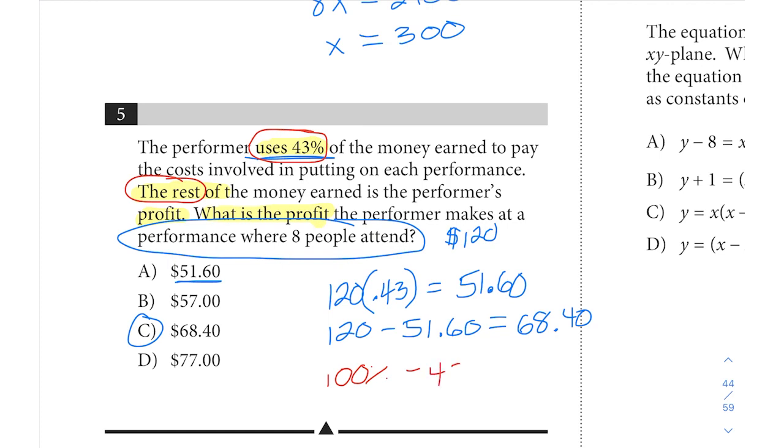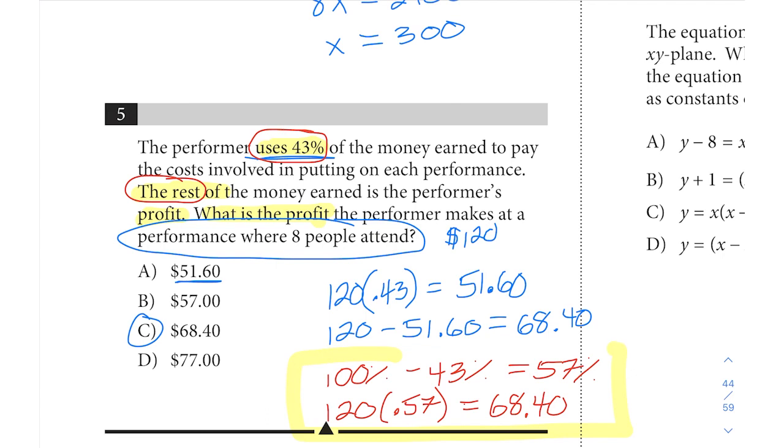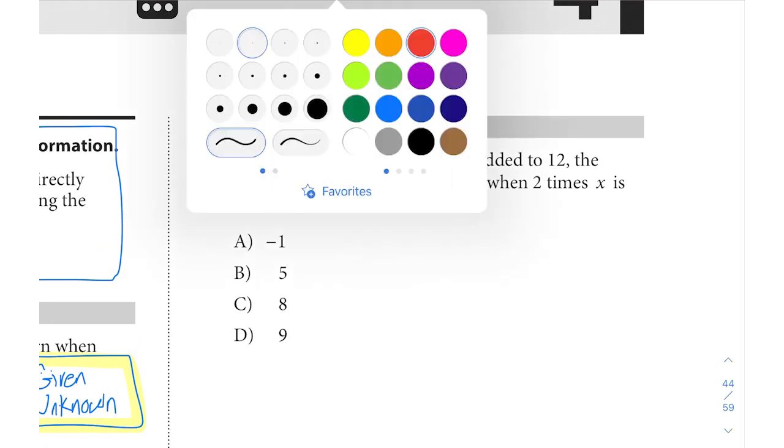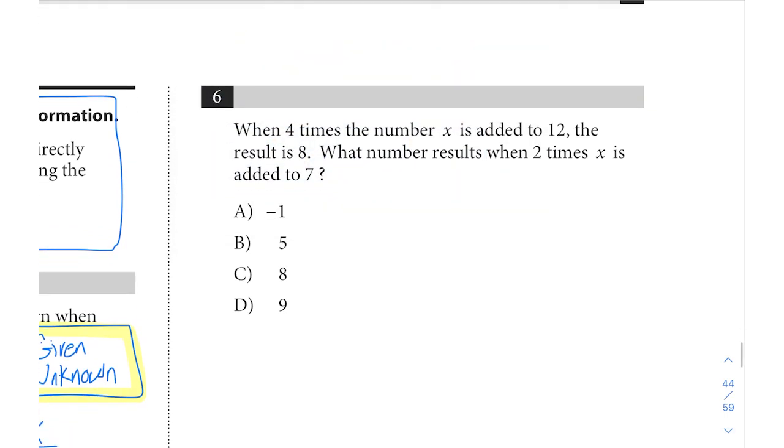So if you do 100% minus 43%, you're left with 57%. And then you can do 120 times 0.57 and get your answer that way. And if you do that calculation, it comes out to be 68.40. So either way will get you to the correct answer, but it is important to have more than one way to see percent changes since they are so common on SAT. And this is a really great way of understanding and conceptualizing percent change to add to your toolbox when you have those questions. Let's take a look at question 6.